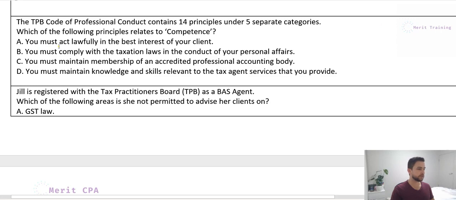Okay, so A, you must act lawfully in the best interest of your client. B, you must comply with the taxation laws in the conduct of your personal affairs. C, you must maintain membership of an accredited professional accounting body. D, you must maintain knowledge and skills relevant to the tax agent services you provide.